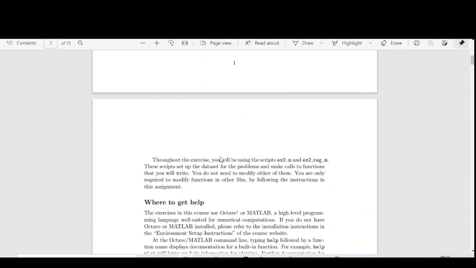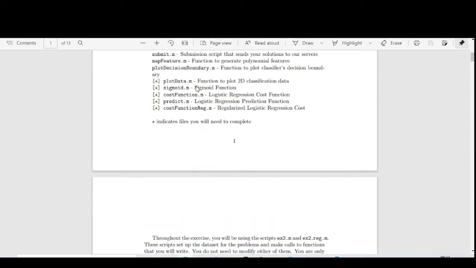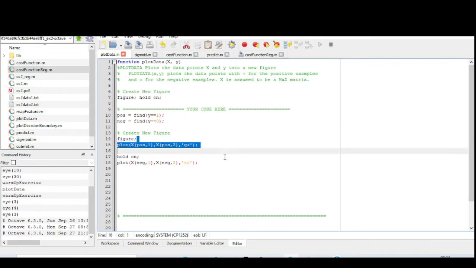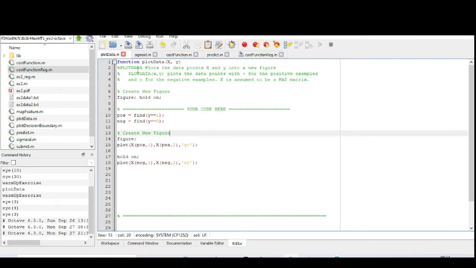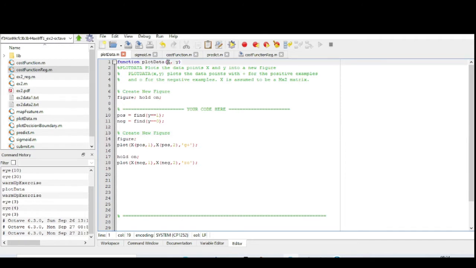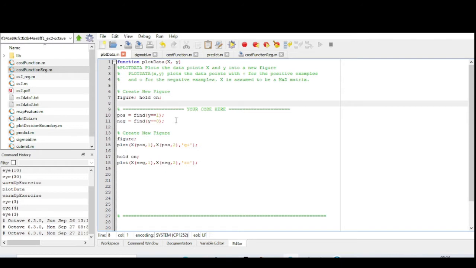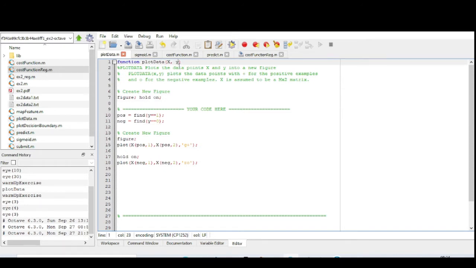Okay, so coming to the first one, which is plotting the data. In plotting the data, we just want to plot the data, that's all, nothing else. Let me show you the vectorized implementation of plotting the data. Here we are passing the features. Basically this data set has two features, marks 1 and marks 2, and it has one output.